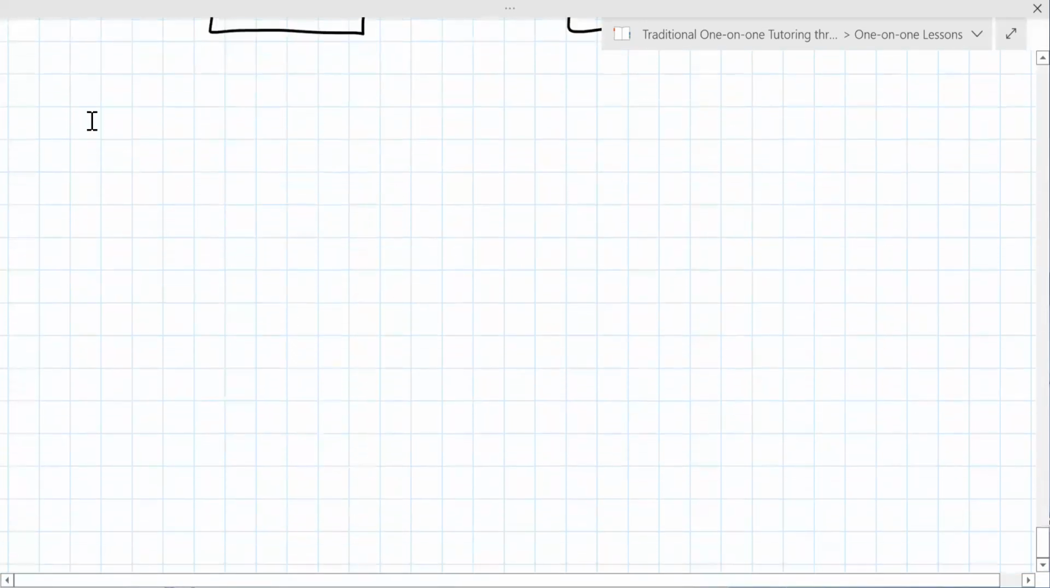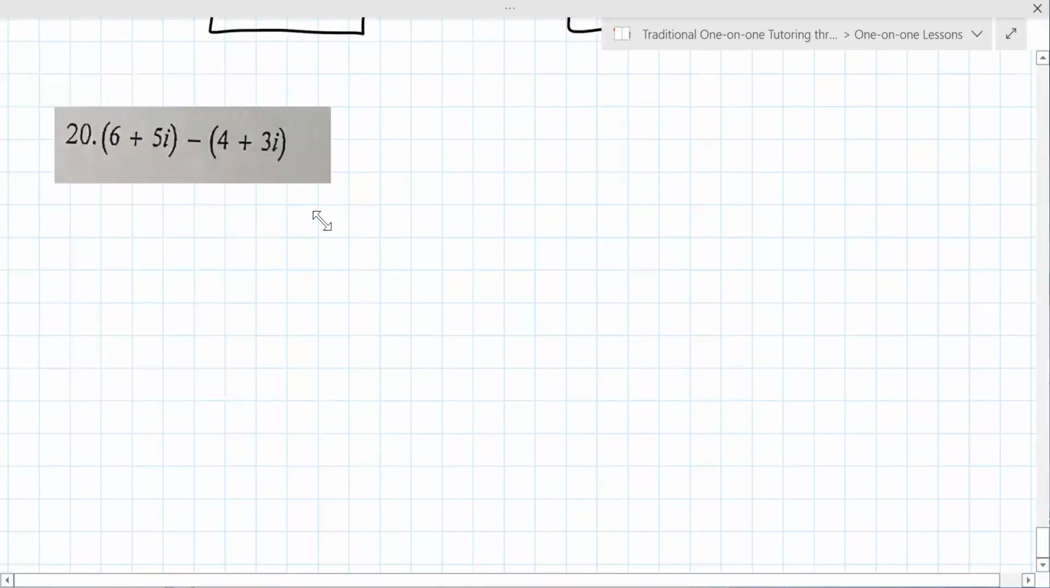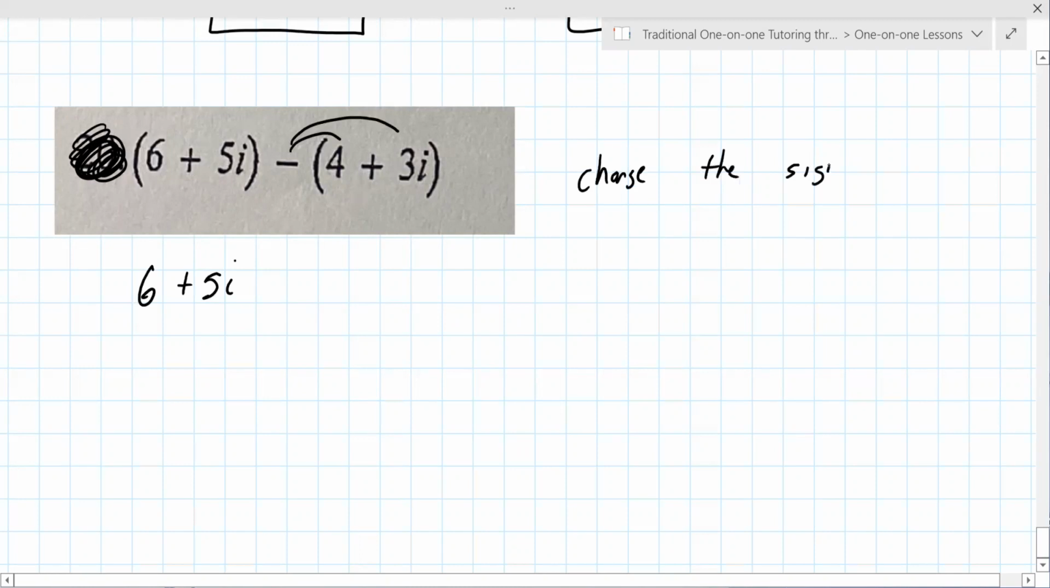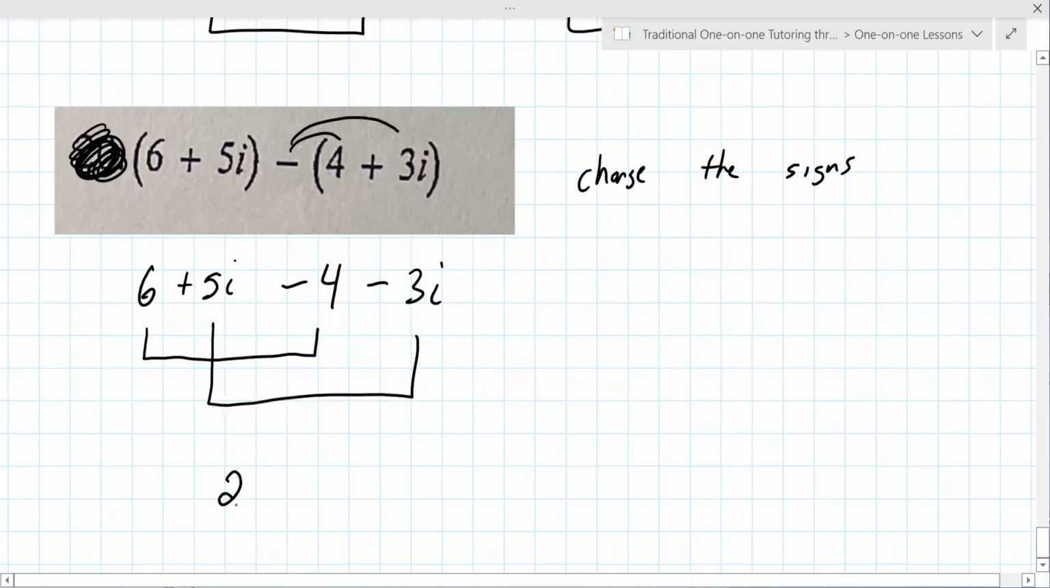All right, so let's look at number 20. This problem has a reason to have the parentheses on the right, because there's something holding them there, this minus. But on the left, there's nothing holding it there, no number being multiplied in, no minus sign, so you do not need those parentheses. On the right, you do need to distribute in here. You need to change the signs for each of those: -4 minus 3i, like that. And then again, you just combine like terms. 2 plus 2i.